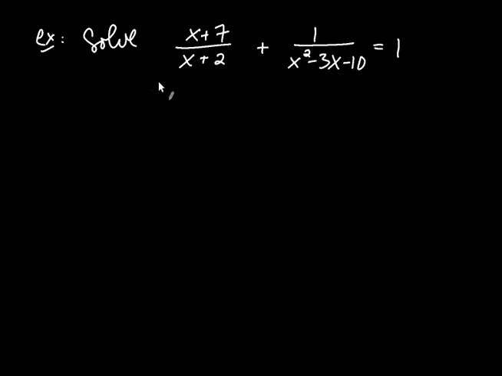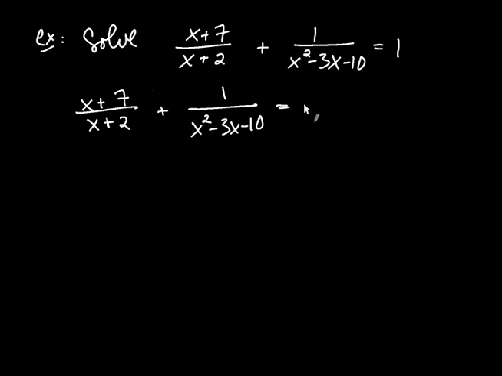So the first thing I'd like you to do in these problems is, you see how it's all in the same line? And this seems like a small point, but I would like you to take the whole equation and write it on the line below so you have a little bit of space to work, okay? So let me do that now. I'm going to write x plus 7 divided by x plus 2 plus 1 over x squared minus 3x minus 10 is equal to 1. So now I have a little bit of space to work with.